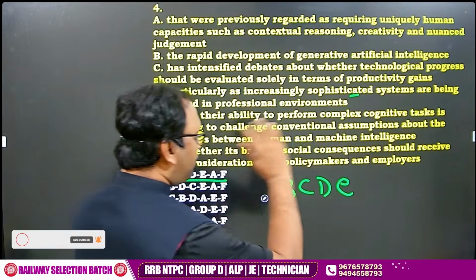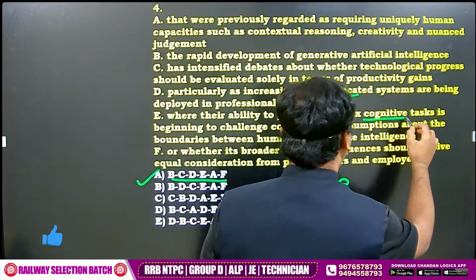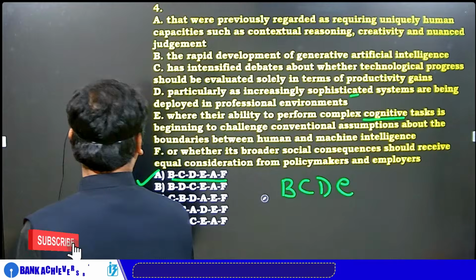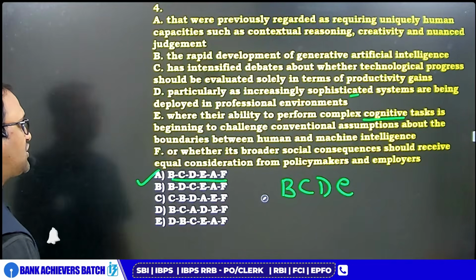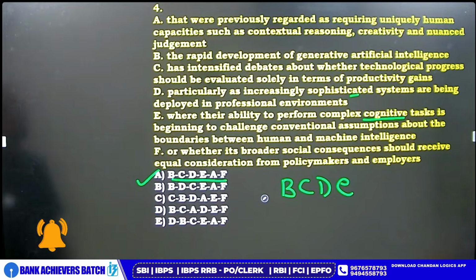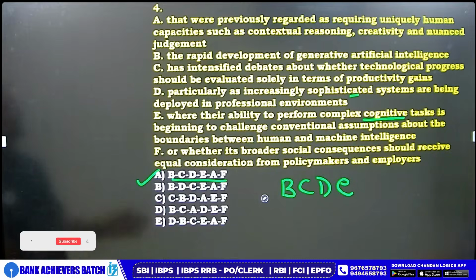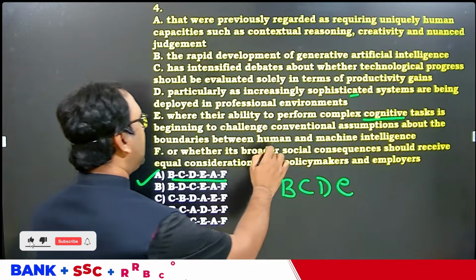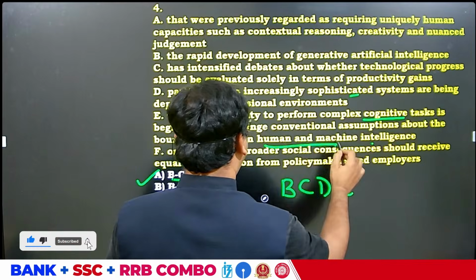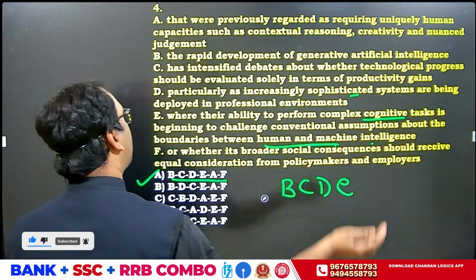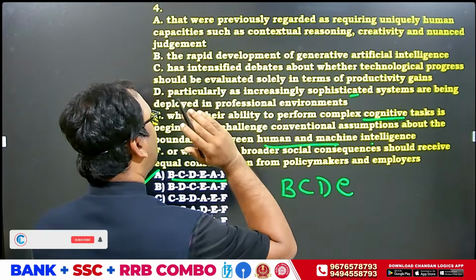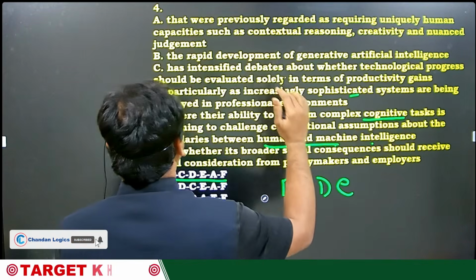Because even today in every organization, complex cognitive tasks are beginning to challenge conventional assumptions. Because the boundaries between human and machine intelligence are blurring, those that were previously regarded as requiring uniquely human capacities.